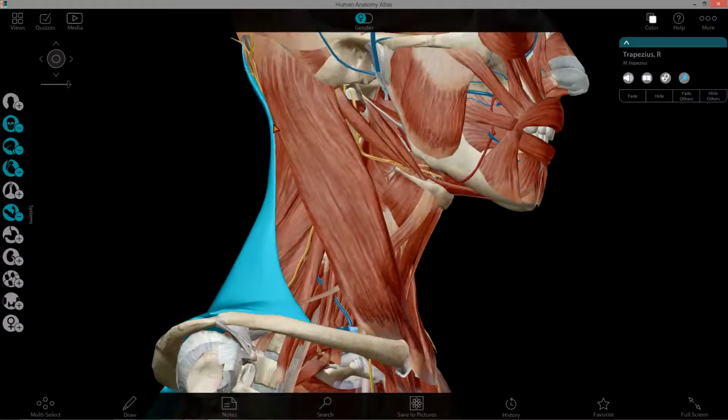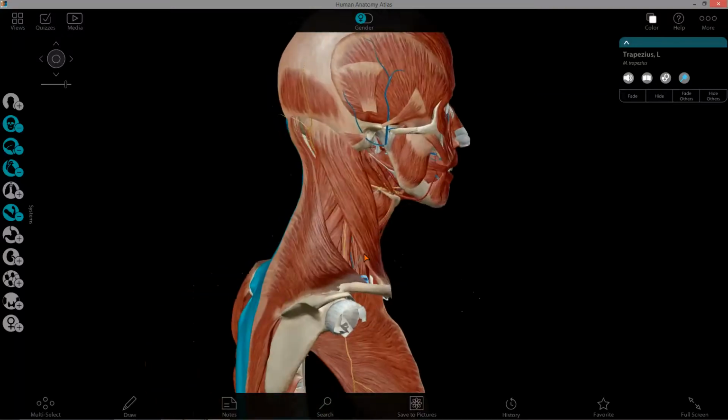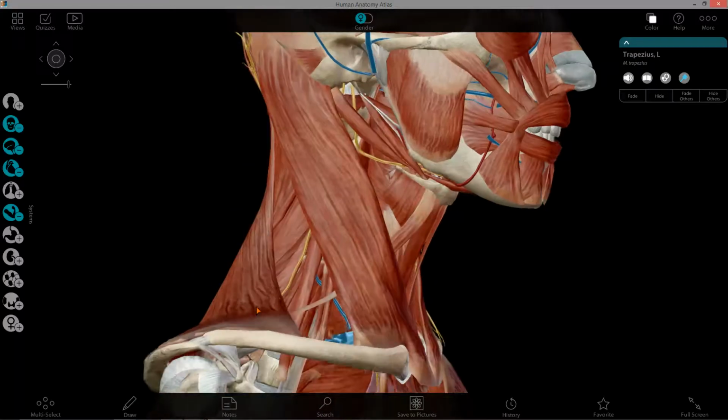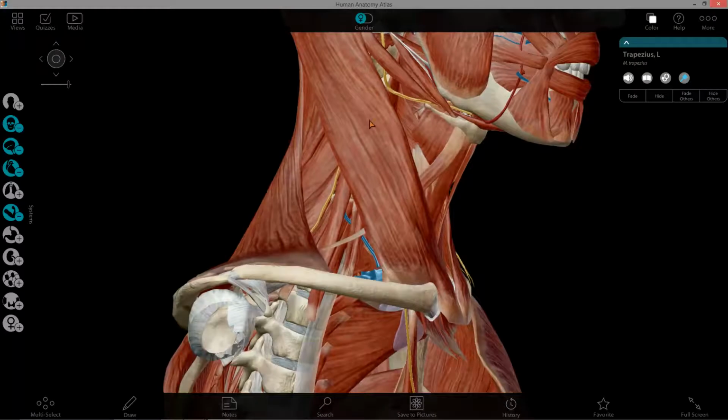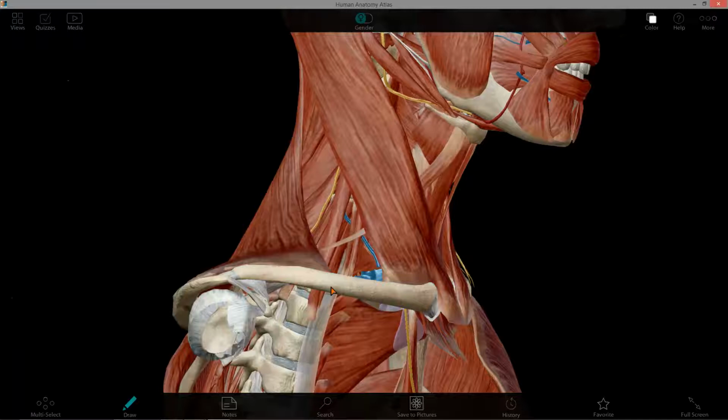So the posterior triangle is easy. Its posterior boundary is the trapezius muscle highlighted here. Recall this is what the trapezius looks like. So we have the trapezius muscle right there, and that's its posterior boundary. Its superior, or its anterior boundary, anterior superior really, is the sternocleidomastoid. And then its inferior boundary is the clavicle. And so it doesn't really take a stretch of imagination to draw yourself a triangle. You've got your clavicle, and then up along the trapezius, and then down along the sternocleidomastoid. So this area is the posterior triangle right here, one of two triangles of the neck.